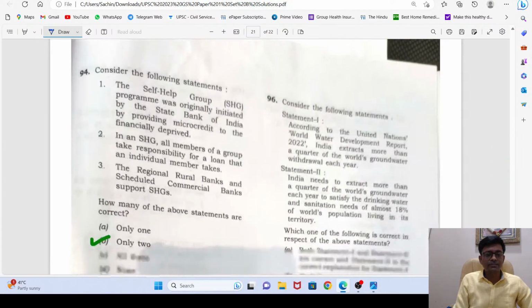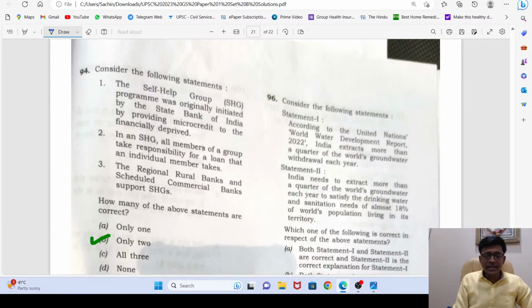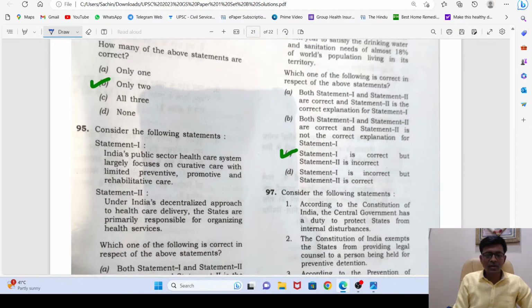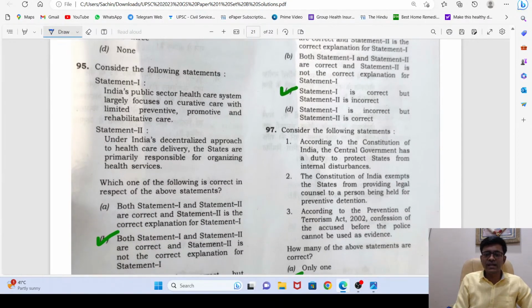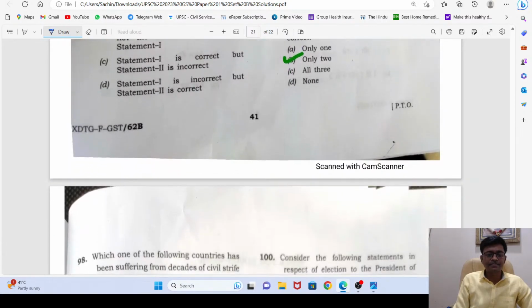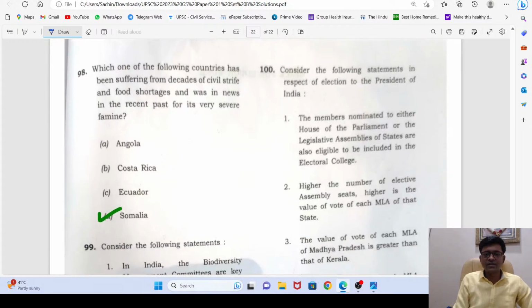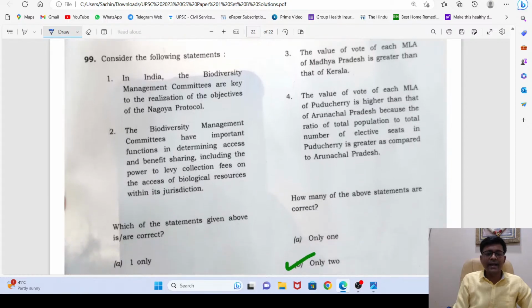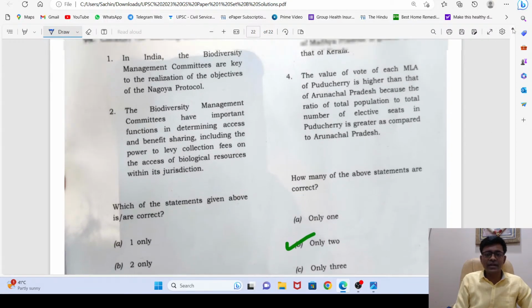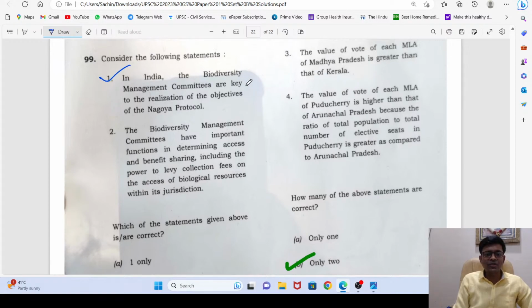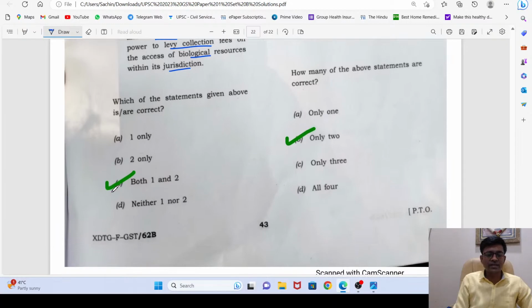Okay, let's go ahead. 94 schemes, 96 current affairs, 95 current affairs, 96, 97 polity, 98 current affairs, 100 polity, and 99 is from environment and ecology. Both 1 and 2 statements are correct. Number 1, in India the biodiversity management committees are key to the realization of the objective of Nagoya Protocol, and the biodiversity management committees have important functions in determining access and benefit sharing, including the power to levy collection fees on the access of biological resources within its jurisdiction. Both the statements are correct. That's why your answer is C, both 1 and 2.